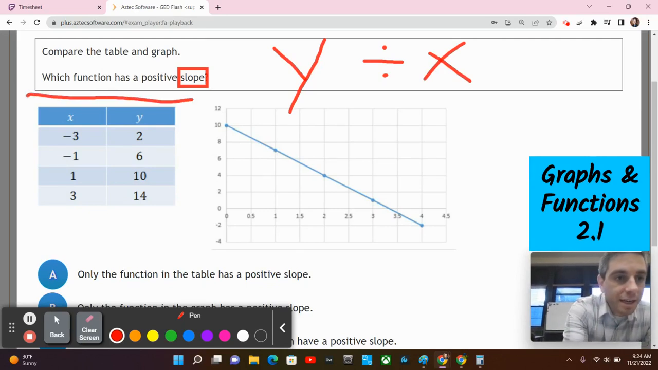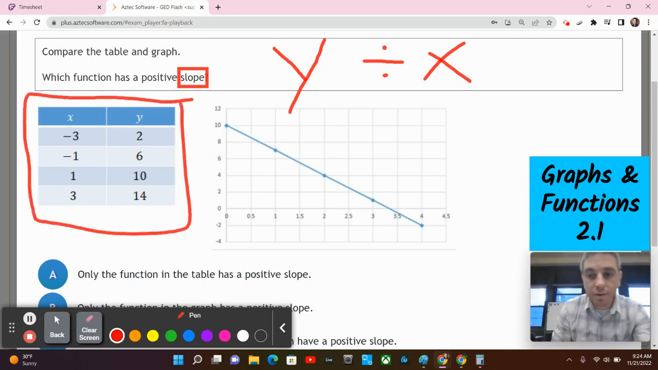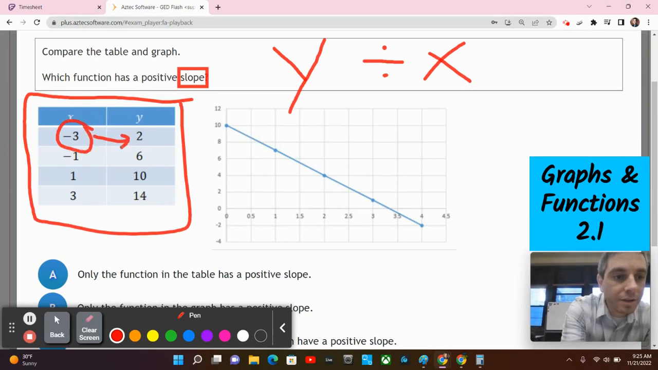On the left side, we have what's called a table, which is a way of organizing data points, and they come in pairs. You'll notice that the first column is labeled x, the second column is labeled y. What this means is that whenever x is -3, y is 2. Whenever x is -1, y is 6, and so on.